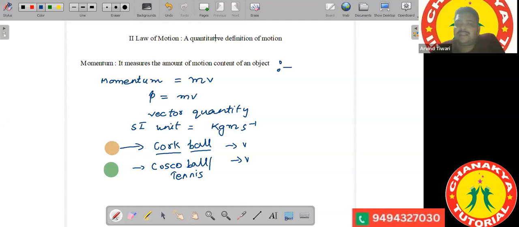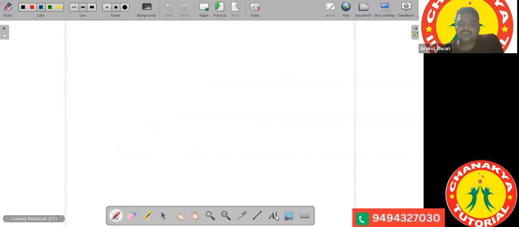As there is a large change of momentum in the case of the car, but for the bicycle there is a small change of momentum. So I hope we have understood that momentum measures the amount of motion content of an object and it depends on both mass and velocity. You can calculate the momentum of any object as the product of mass and velocity. Now let us calculate this small question.